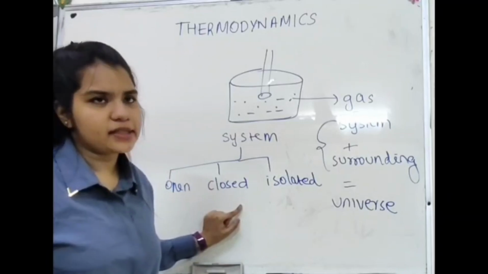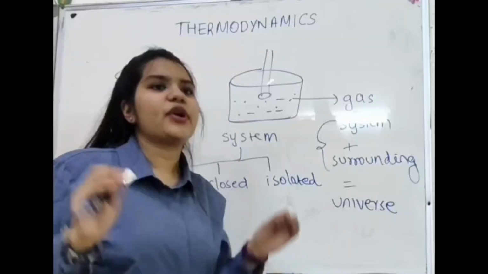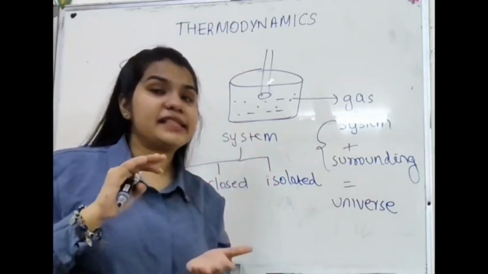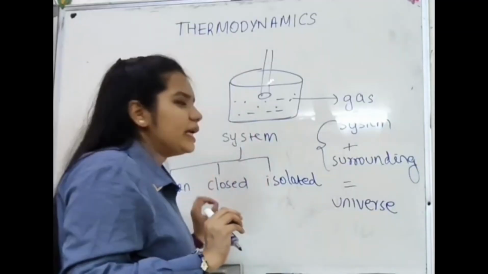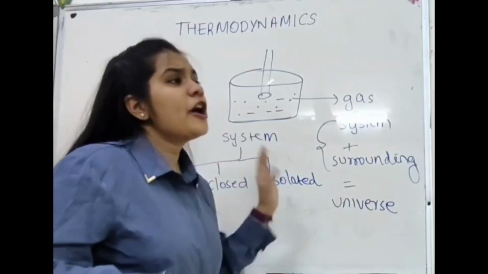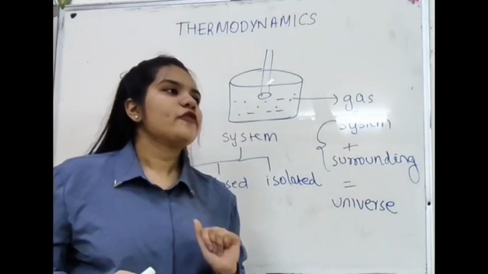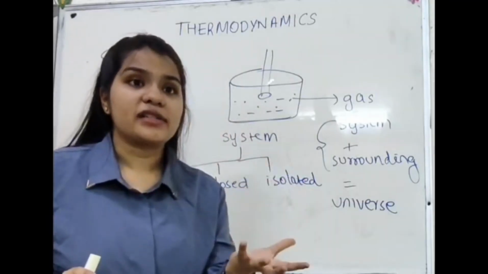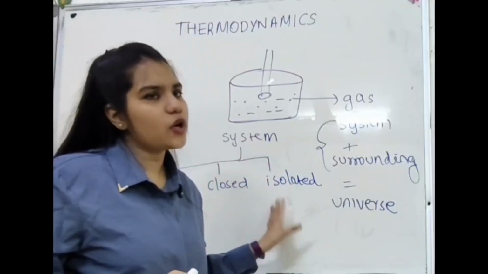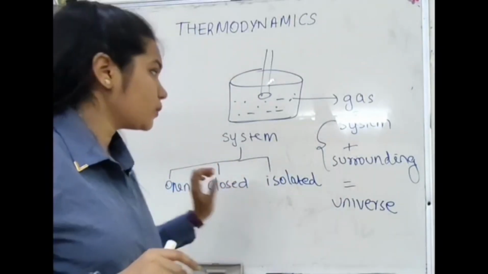Second is closed system, where there is only transfer of energy but no transfer of mass. For example, gas in a sealed cylinder. There is only exchange of energy, no exchange of mass. Third is the isolated system, where there is no transfer of both energy and mass. For example, you can say a thermos flask. Why? Because it's perfectly insulated, so there is no transfer of both energy and mass. So these are the three types of system.